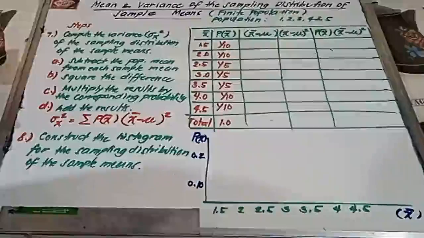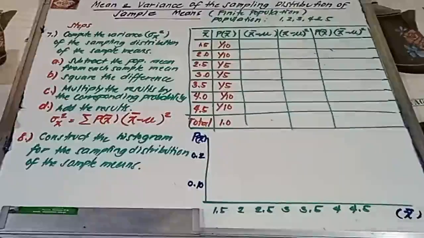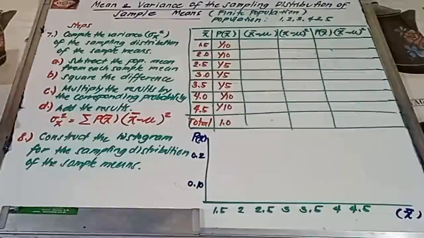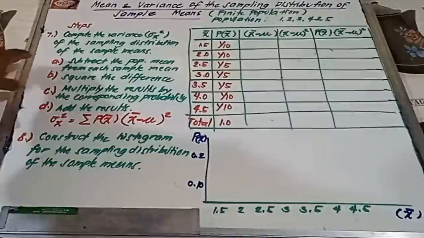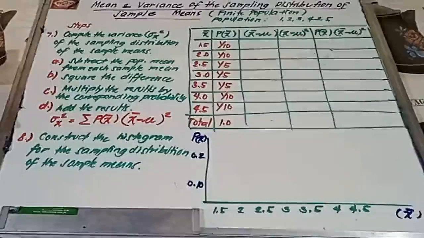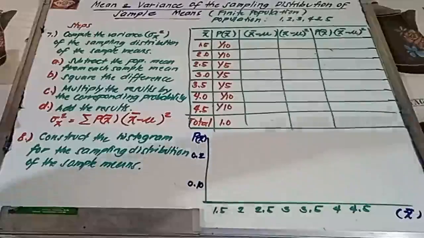So here are now the seventh and eighth step in finding the mean and variance of the sampling distribution of sample means. Yung sixth step, nakuha natin doon yung mean ng ating sampling distribution of the sample means, which is equal to mu sub x equal to 350. Same as the value of the population mean. Now, we have here the seventh step. Yung seventh step natin, doon natin makukuha yung ating value ng variance ng sampling distribution of the sample means.